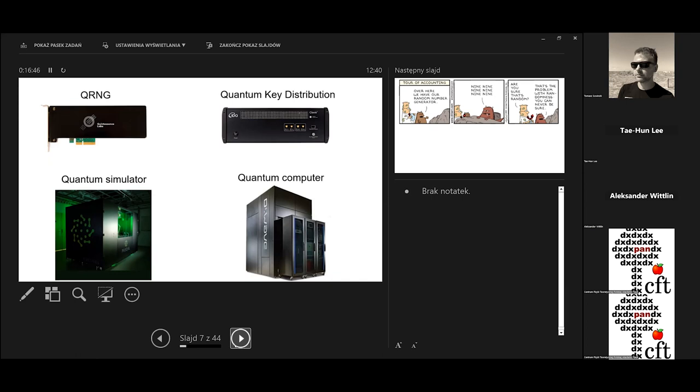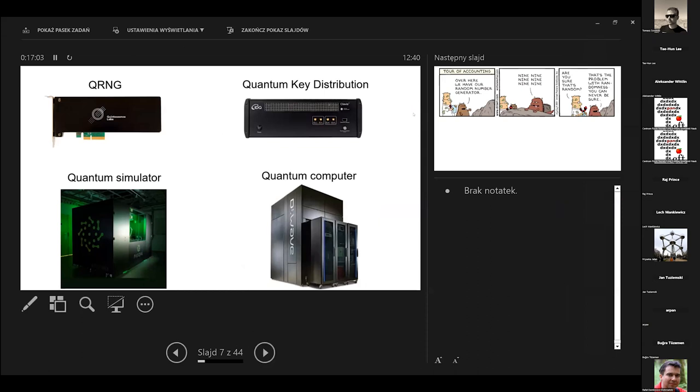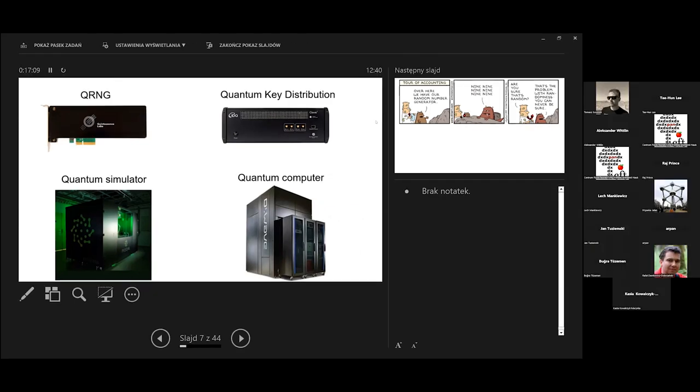Maybe sometime in the future, you could also have quantum simulators and quantum computers, which will allow you to efficiently compute properties of many-body systems in physics or chemistry, and which could even be used to solve problems that are seemingly unrelated to quantum mechanics, like factoring large numbers, which is a very hard problem for classical computers. The pictures on this slide come from real companies that either already sell these quantum technologies, as is the case for quantum random number generators and quantum key distribution, so you can already buy this kind of device, or companies that plan to sell such devices sometime in the future, as is the case for quantum simulators and quantum computers.